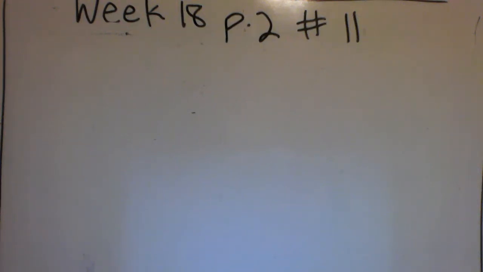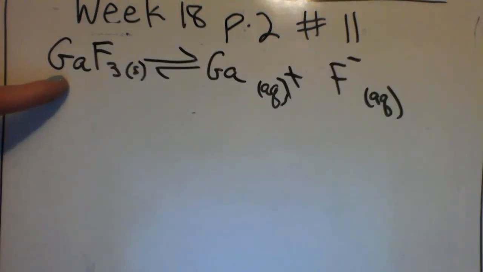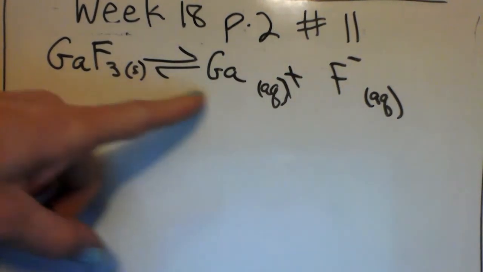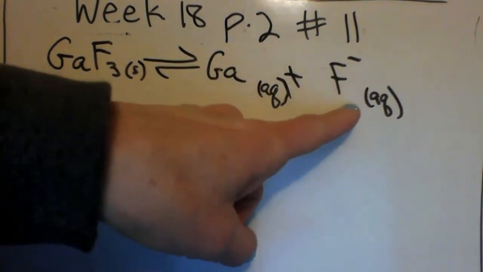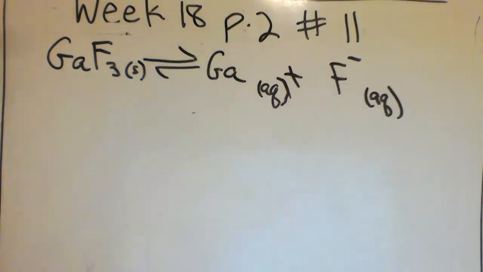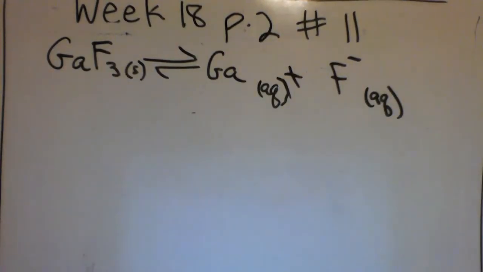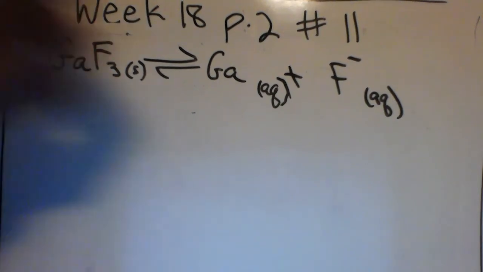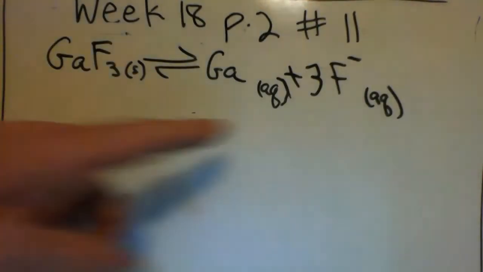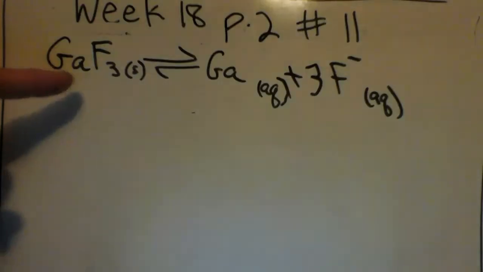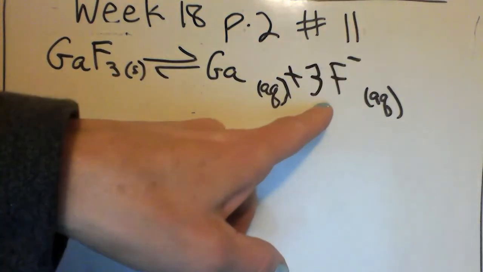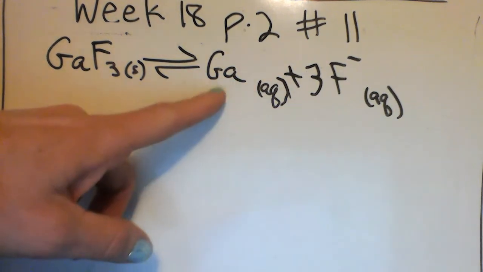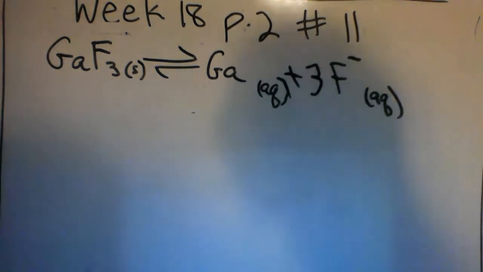Of course, the first thing we have to do is write an equilibrium equation. We start with the solid on the left. We use the double arrows. We show each ion as part of an aqueous solution. We know that fluoride is in group 7A, therefore it has a charge of -1. If we look over here, we see there are 3 fluoride atoms. So we place a coefficient of 3 by the fluoride. Now that gives a total of 3 negative charges by the fluoride, so gallium must have a positive 3 charge.